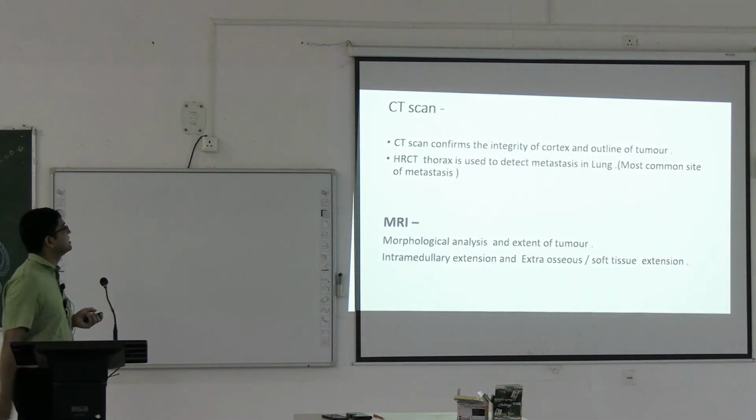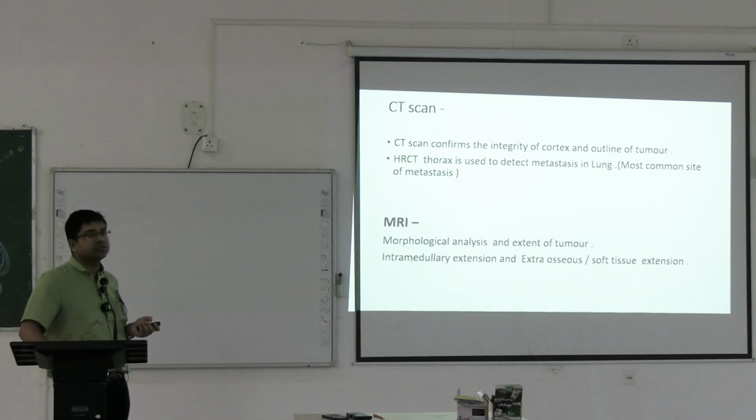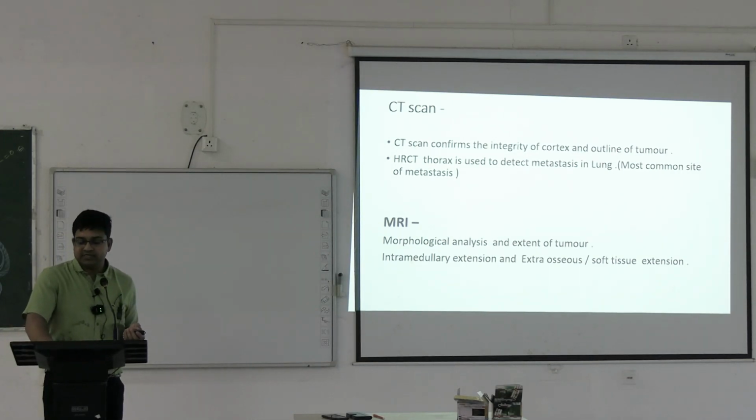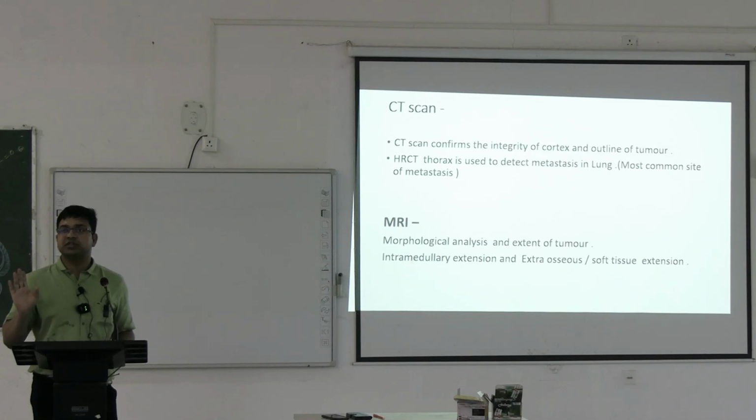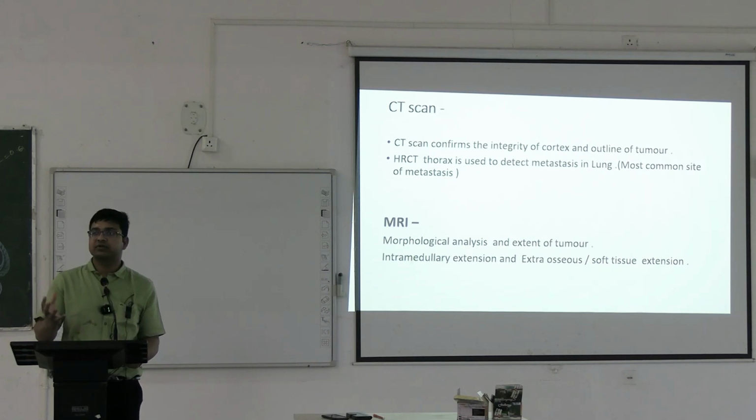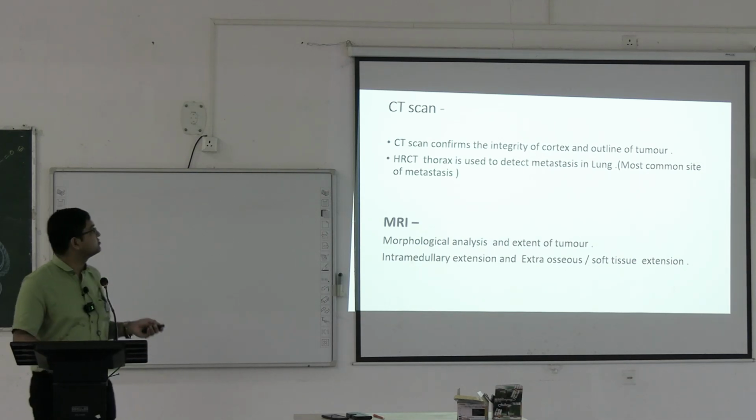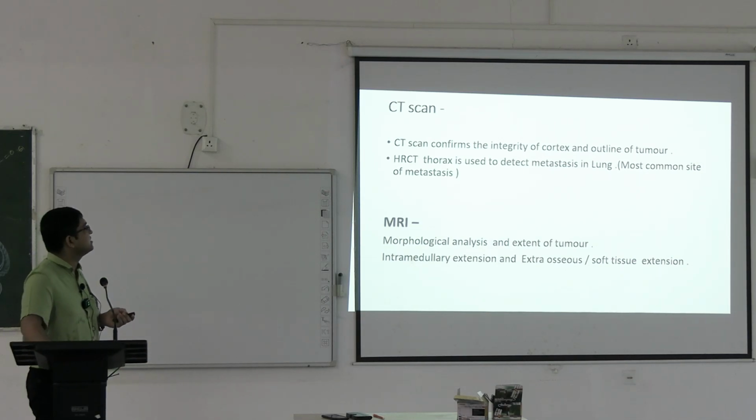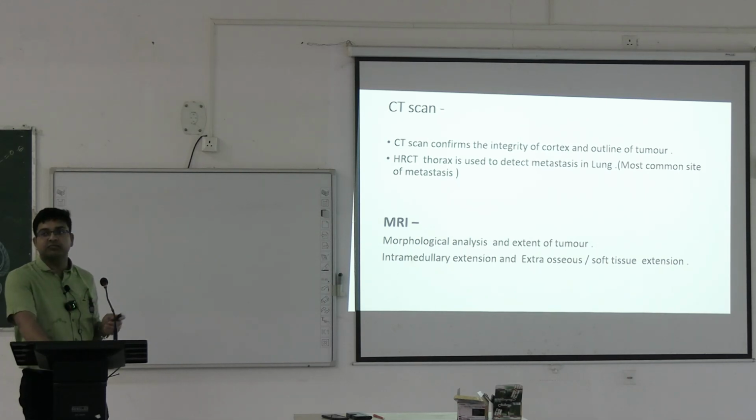Next is the CT scan. CT scan confirms the integrity of the cortex and outline of the tumor. In giant cell tumor, you have to do a CT scan because you have to see how much cortex is left, because according to the presence of cortex, you have to plan the treatment. So it is very important to do a CT scan to see the integrity of the cortex and outline of the tumor.